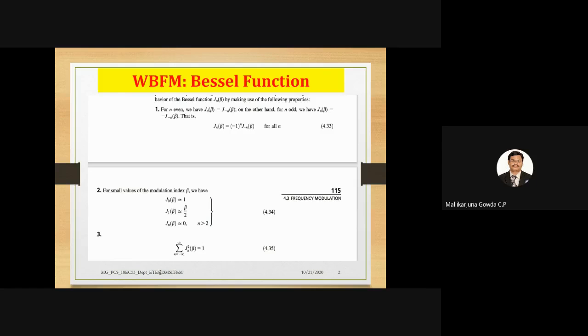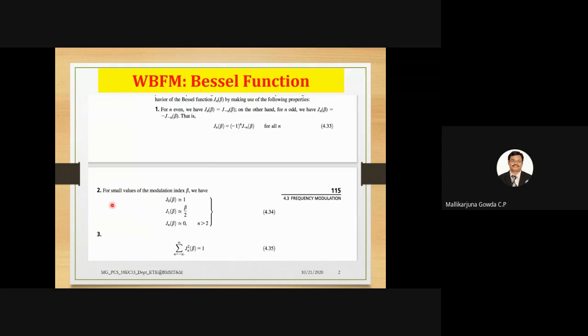So in general, for all values of n, including odd and even, we can express Jn of beta is equal to minus 1 to the power of n into J minus n of beta. Is this fine? Yes, I'm asking, is this fine? Please have a note of this.